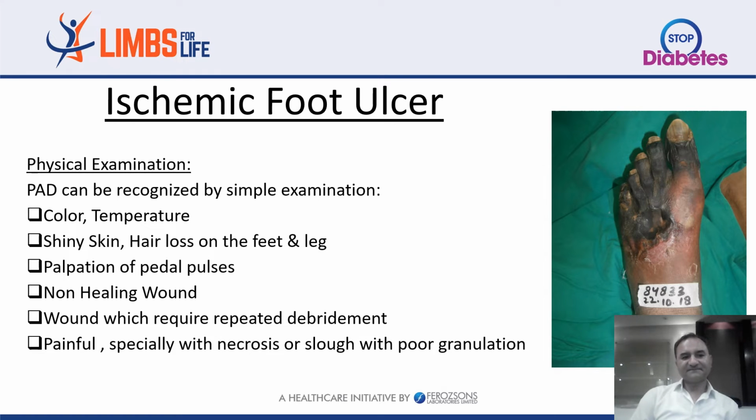Ischemic foot ulcer, physical examination: peripheral arterial disease can be recognized by simple examination. The color, temperature, shiny skin, hair loss on the feet and leg would signify that there's not enough perfusion in the tissue. Palpation of pedal pulses, non-healing wound which require repeated debridement, painful especially with necrosis or slough with poor granulation.